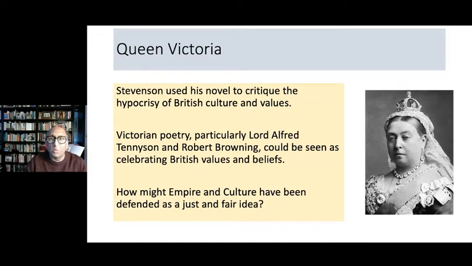The Victorian poets that we look at on this course, Tennyson and Browning, do something very different. What they do in their poetry is they celebrate British values, and the Victorian era in particular. There's a picture of Queen Victoria. How might empire and culture have been defended as a just and fair idea is something that I'd like you to imaginatively enter. Whether you agree or not, I want you to think about how could someone defend those ideas?